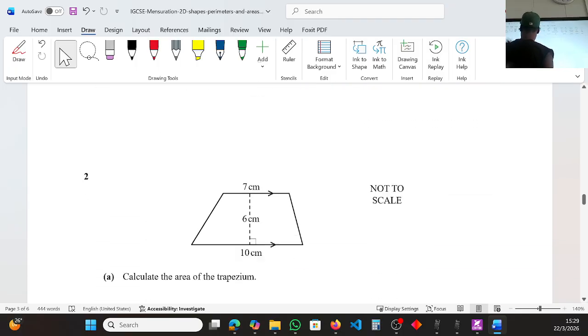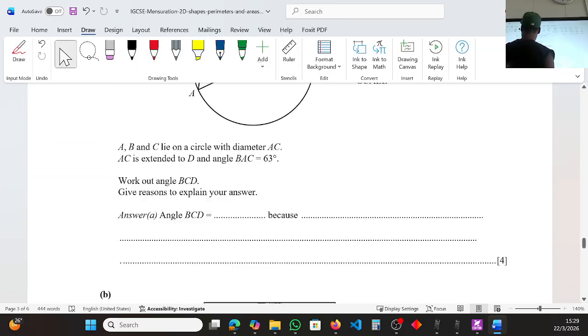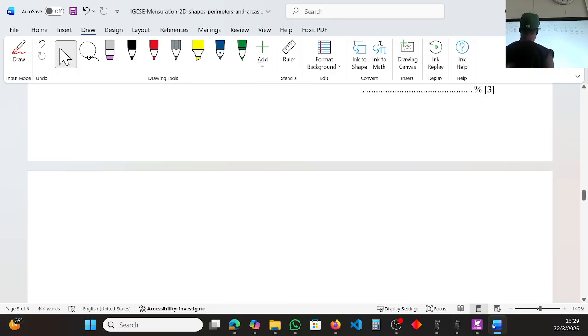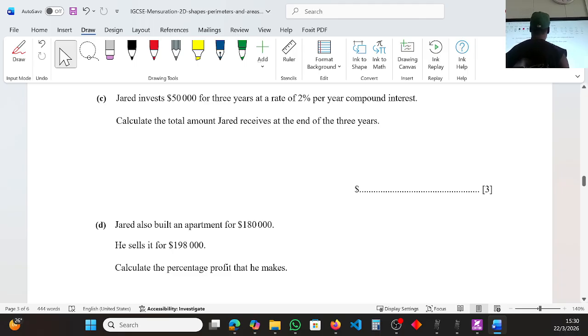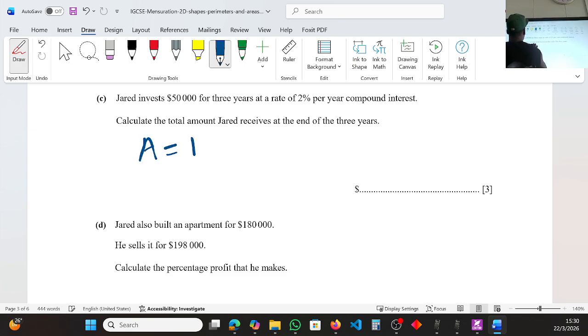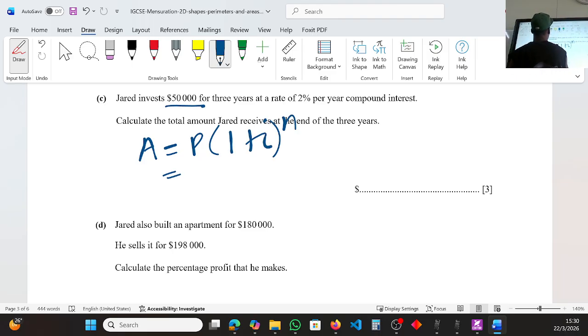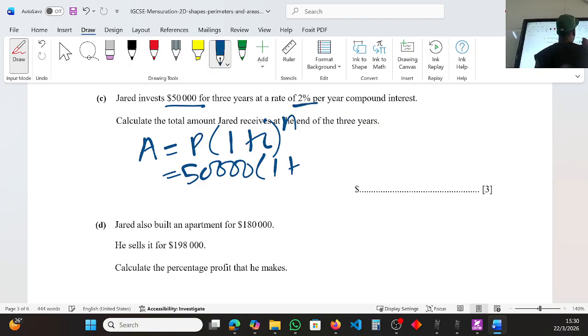Now I am moving to the next page. Let me go to the page and try to solve it. So Jack invests 50,000 for 3 years at 2% per month. Calculate the amount he will have saved over these 3 years. My formula for compound interest is P into 1 plus i over n, raised to the power n. P is my principal amount, which is 50,000, into 1 plus my interest of 2 over 100, which is 0.02, raised to the power 3.